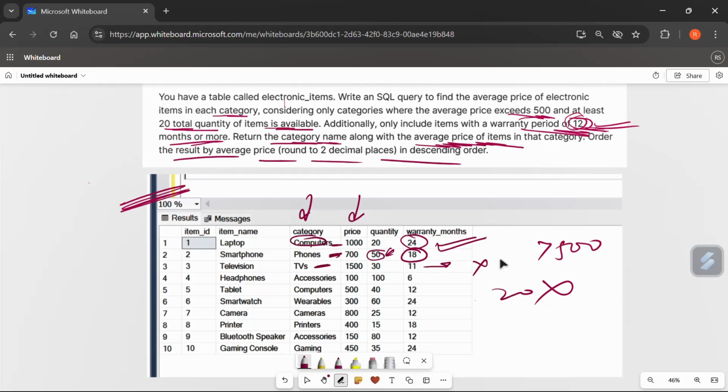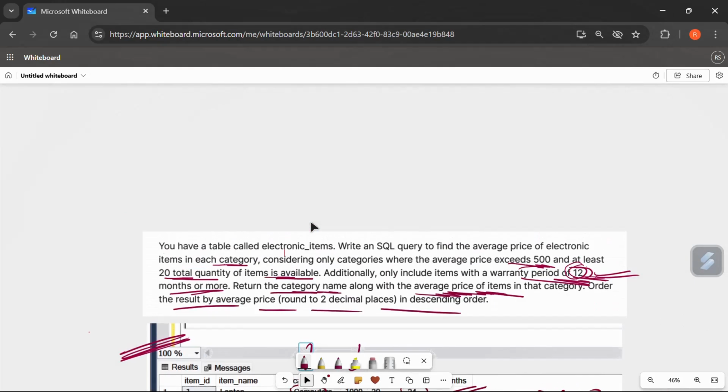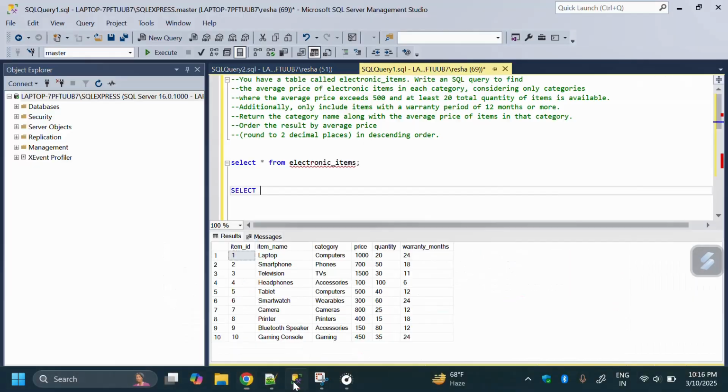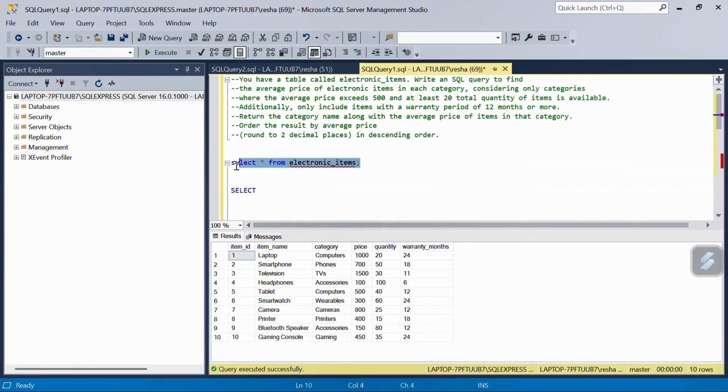In the result, what we have to give as output is the category name along with the average price of items in that category. So here it would be average price. Okay, so let's see the problem statement. Here is our table.